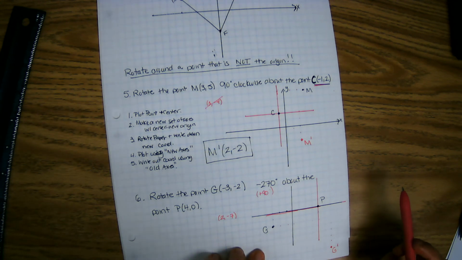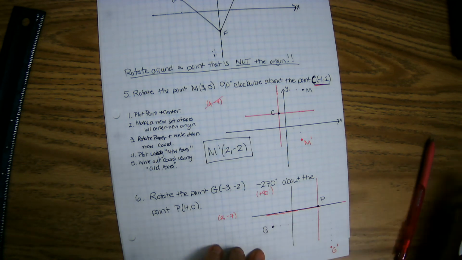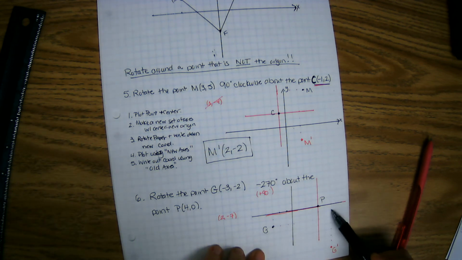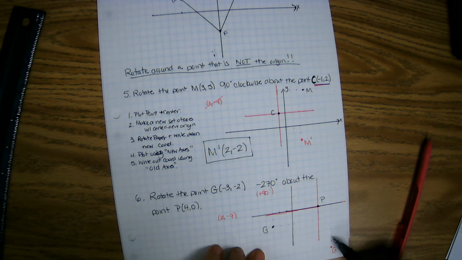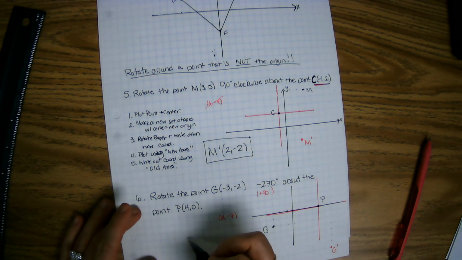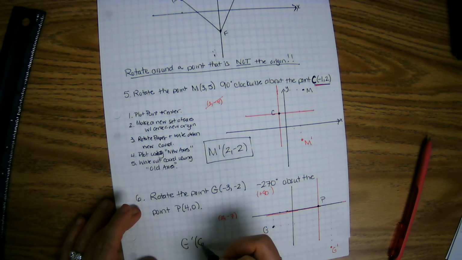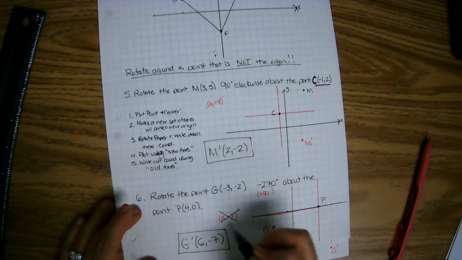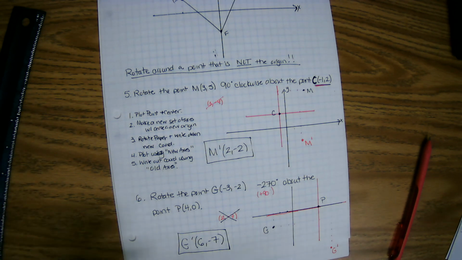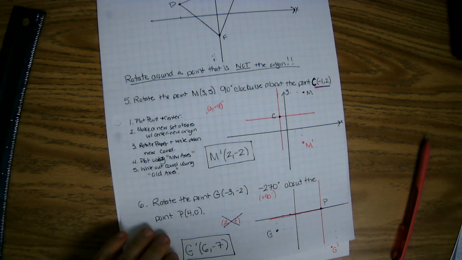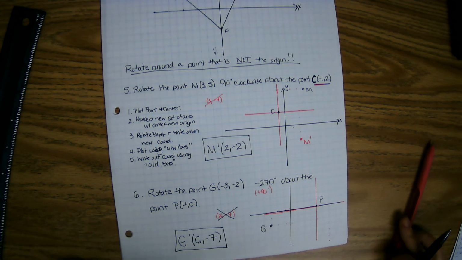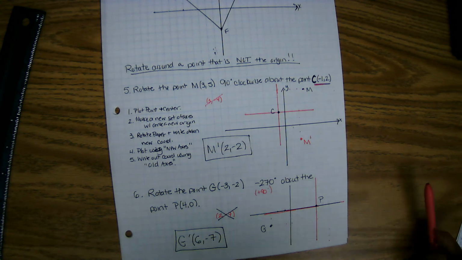To figure out my answer now, I'm going to go to my black axes and count over 6, down 7. So my new coordinates of G prime are over 6, down 7, not this point. And that would be your final answer. Hopefully you got that when you did it on your own. So very tricky. Make sure you go over those. Let me know if you have any questions. Try them again on your own if you need to.